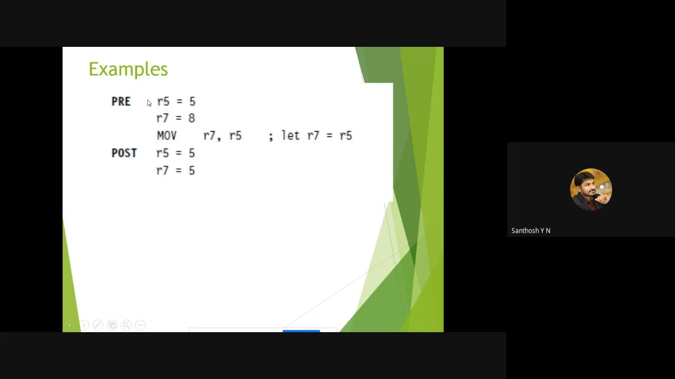If you observe here, the contents of R7 were 8 and the contents of R5 were 5 before the execution of this instruction. After the execution of this instruction, the contents of R5, which is 5, will be moved into R7. So 8 was there, right? That 8 will be rewritten as 5. Therefore, after the execution, the contents of R5 and R7 are 5 and 5, right?